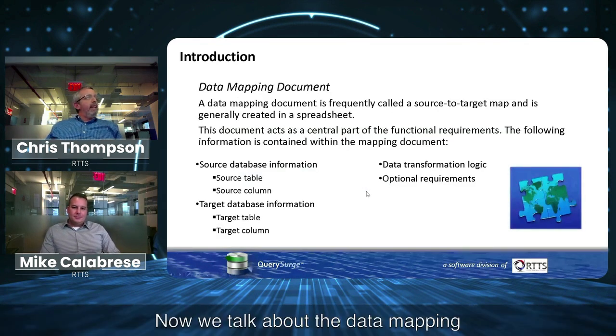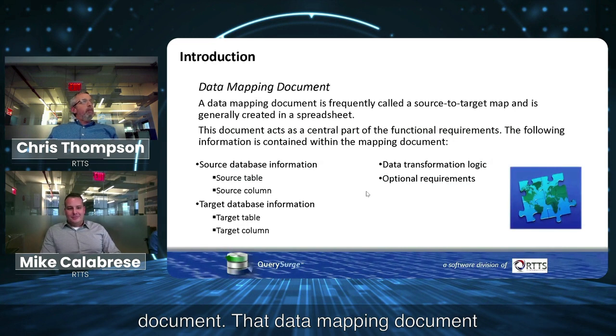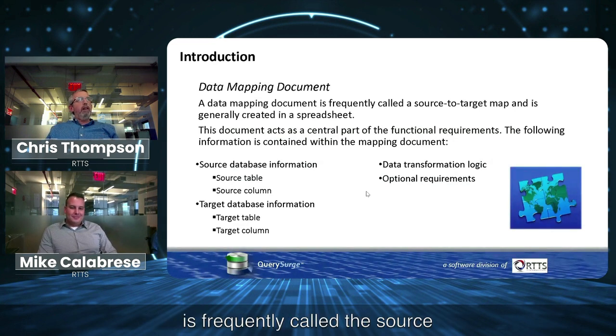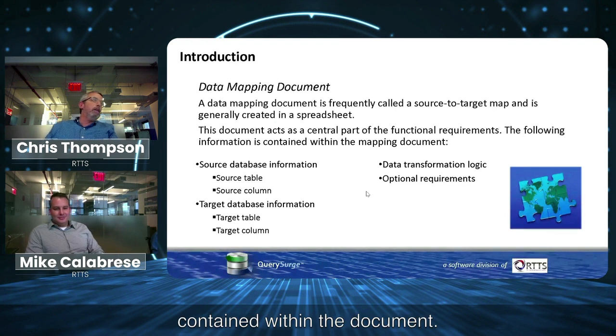All right, so now I'm going to talk about a data mapping document. A data mapping document is frequently called a source-to-target map and is generally created in a spreadsheet. This document acts as an essential part of the functional requirements. The following information is contained within the document.